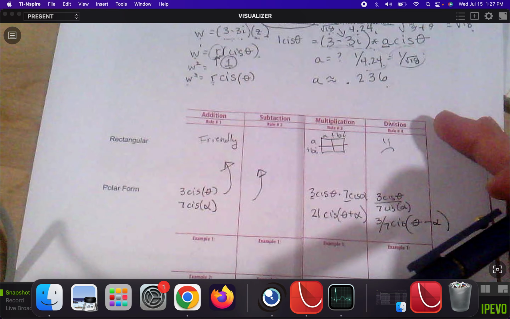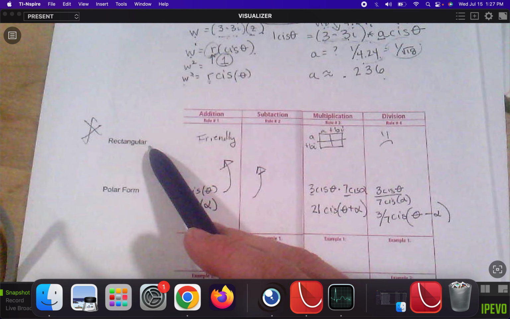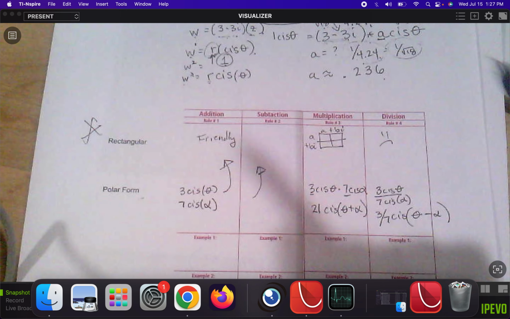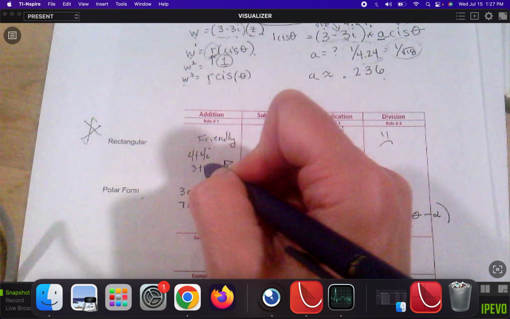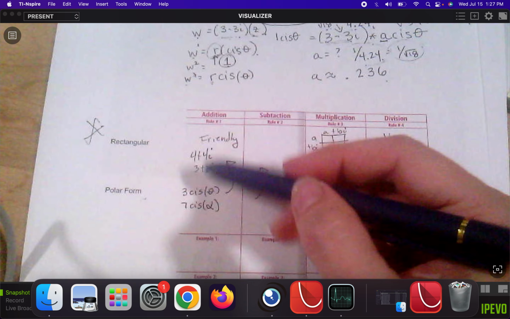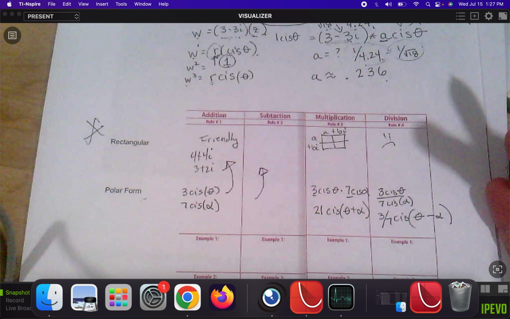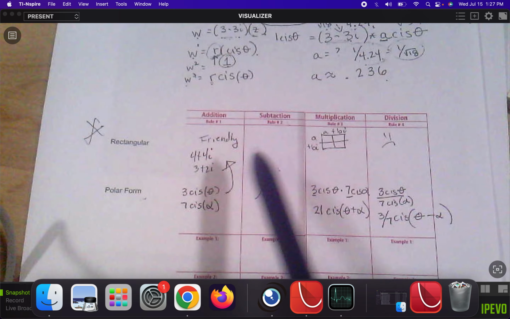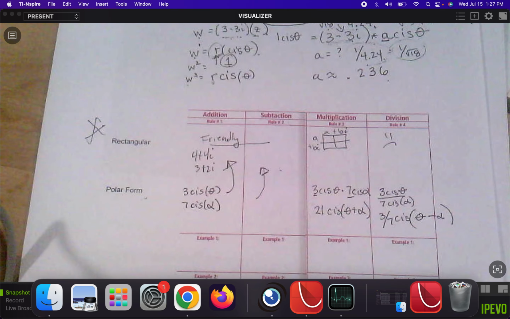So when you're thinking about complex numbers in general, the big idea is knowing which form to pick to do which thing. So like if I want to add together 4 plus 4i and 3 plus 2i, well, it's really easy to do. The 4 and 3 go together, the 4 and the 2 go together, and you get a nice friendly number. Or if you want to subtract them, you could do it that way as well.